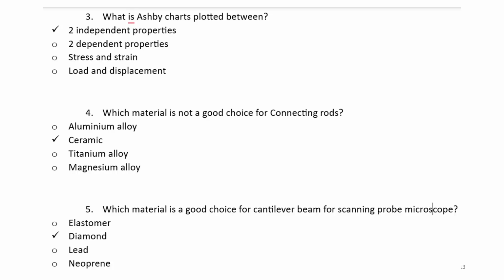Which material is a good choice for a cantilever beam for a scanning probe microscope? Out of these: elastomer, diamond, lead, and neoprene. These materials should provide less deflection. In terms of deflection, you will find that diamond and silicon nitride, Si3N4, are the ones that are used mostly for scanning probe microscope cantilever beams.